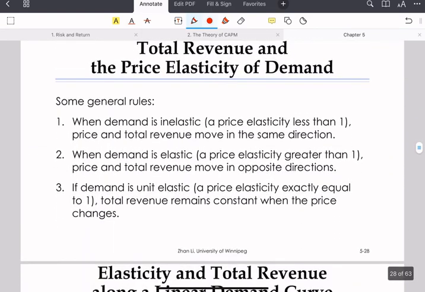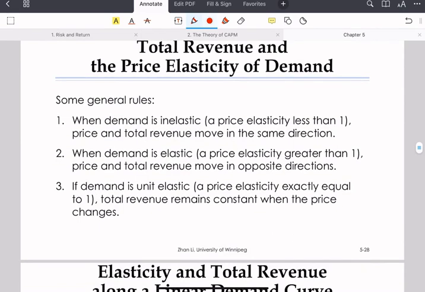So this slide gives you a very nice summary. So let me read it. Basically, if demand is inelastic, that is, if the price elasticity of demand is less than 1, then price and total revenue move in the same direction. So this basically says, if you increase price, you will increase total revenue. Similarly, if you decrease price, you will decrease total revenue.